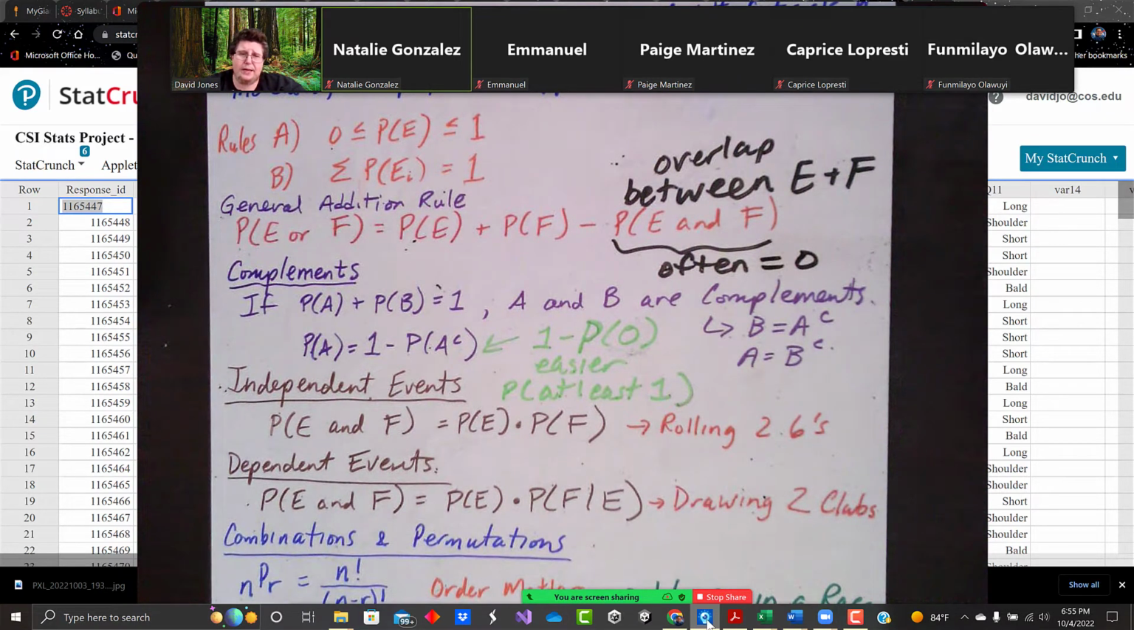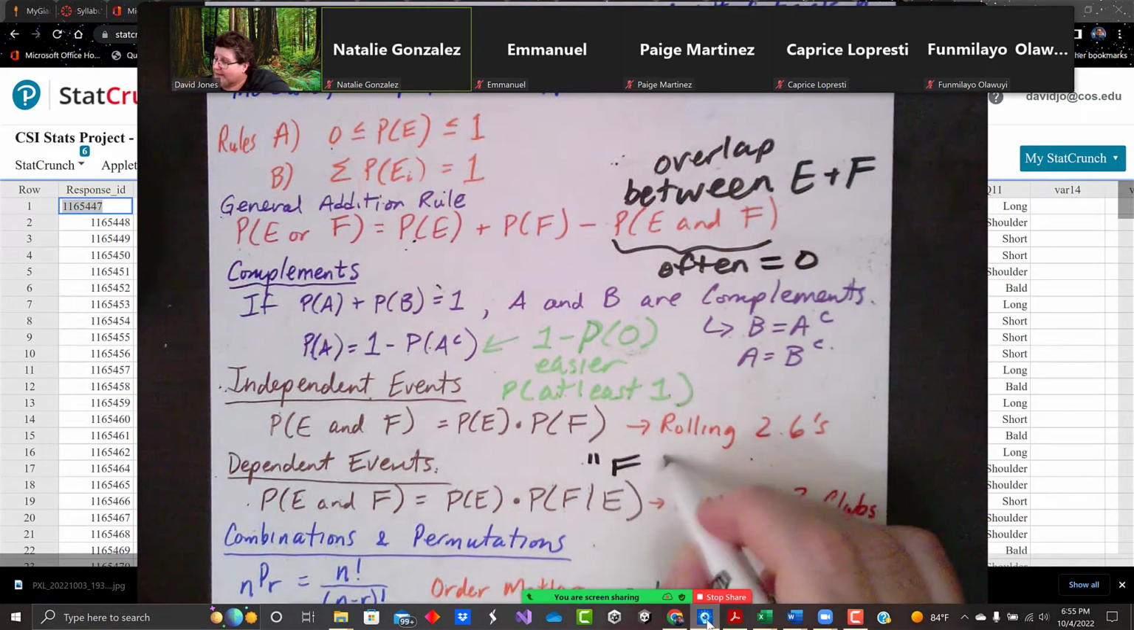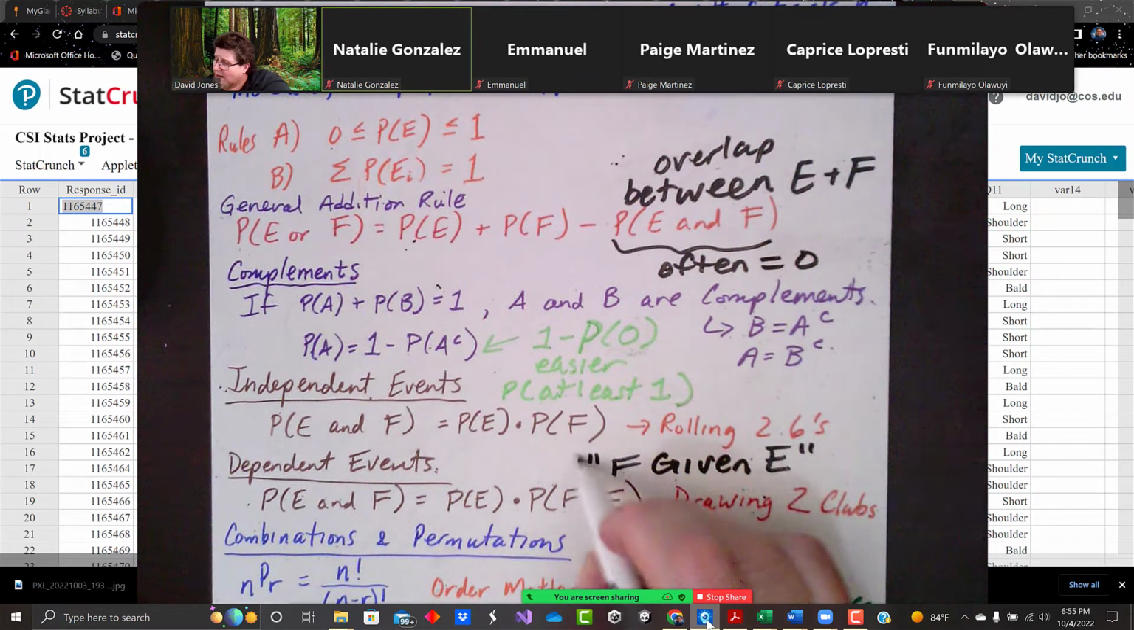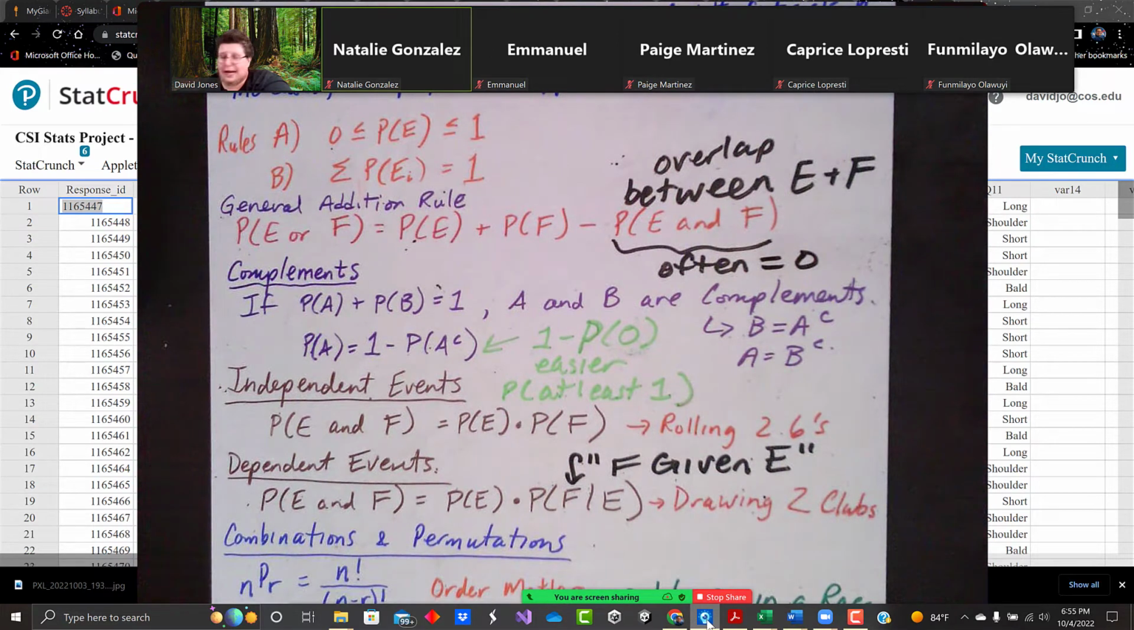When there is a dependent event, like if we draw 2 cards from a deck and don't put them back, after we've drawn the first card, the deck is different for the second card. It's changed, so probability has changed. And that's what this means right here. That is F given E. So like saying E has already happened.